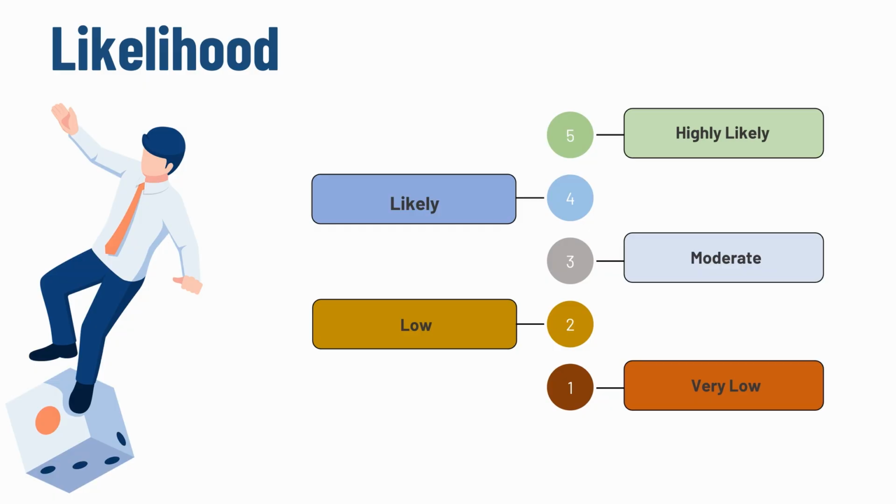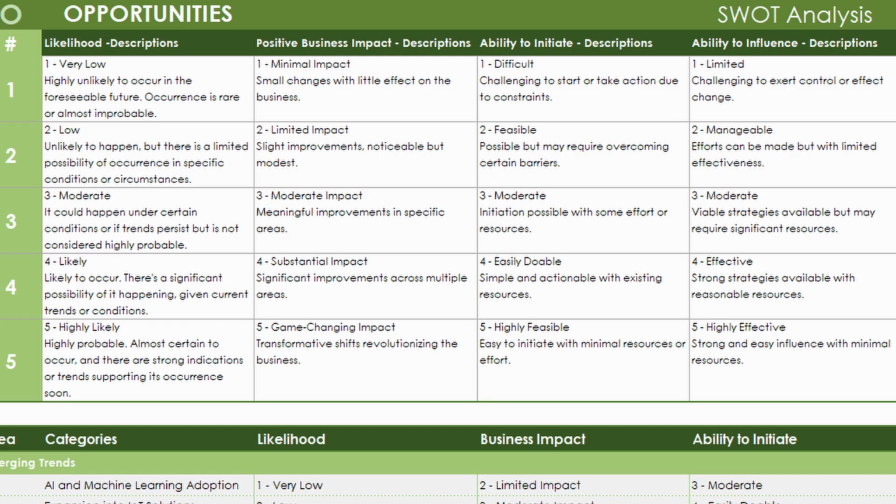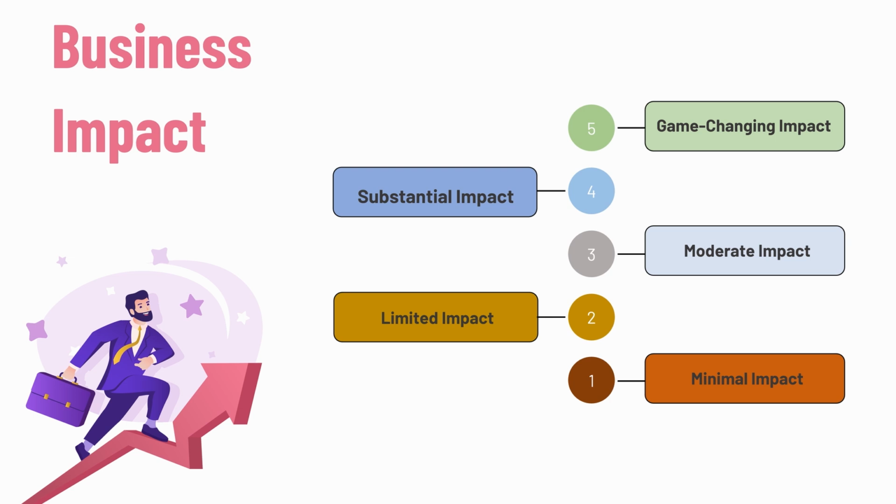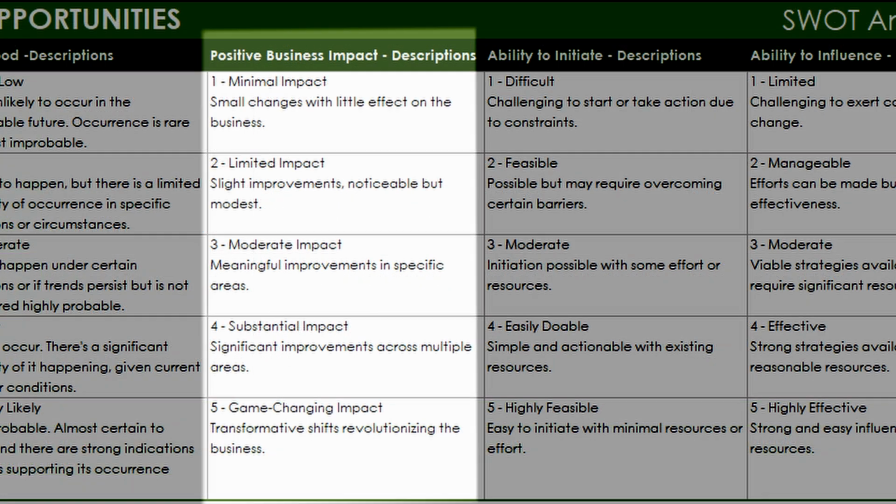When we score our opportunities, likelihood will range from very low, which means unlikely to occur in the foreseeable future, occurrence is rare or almost improbable, to highly likely, which is highly probable, almost certain to occur, and there are strong indications or trends supporting its occurrence soon. Business impact ranges from minimal impact of small with little effect on the business to game-changing impact resulting in a transformational shift revolutionizing your business.